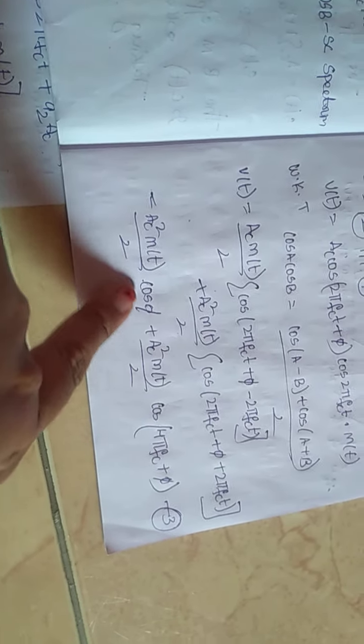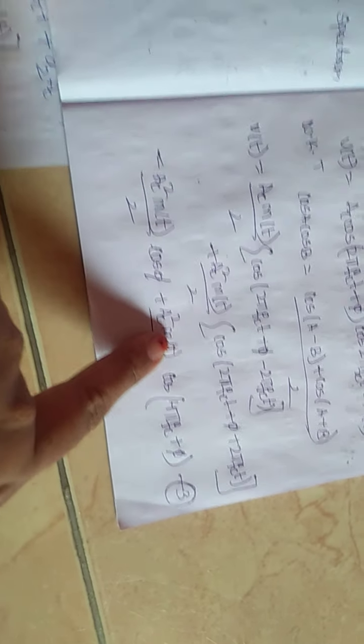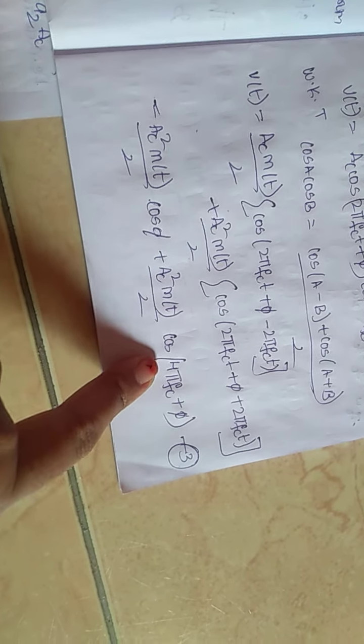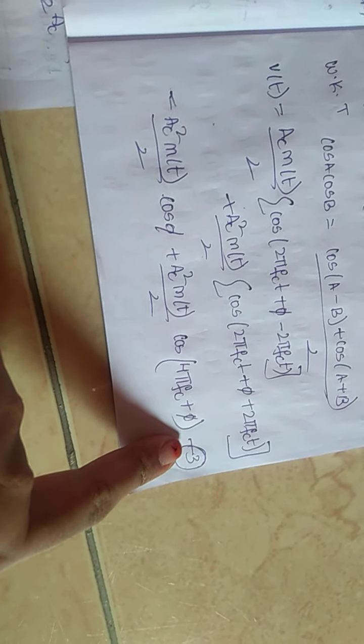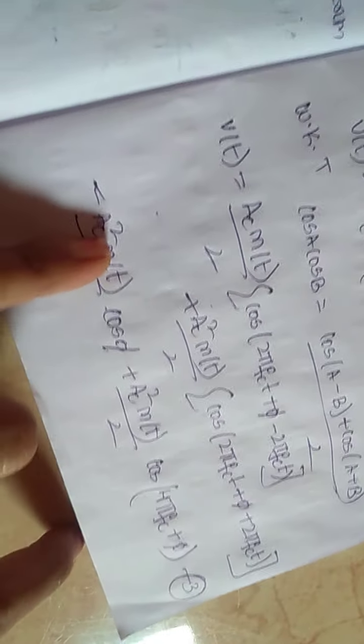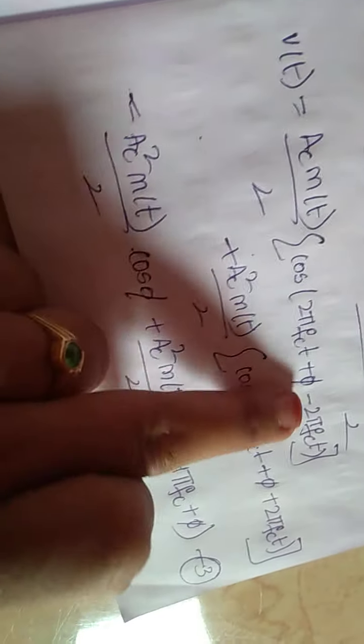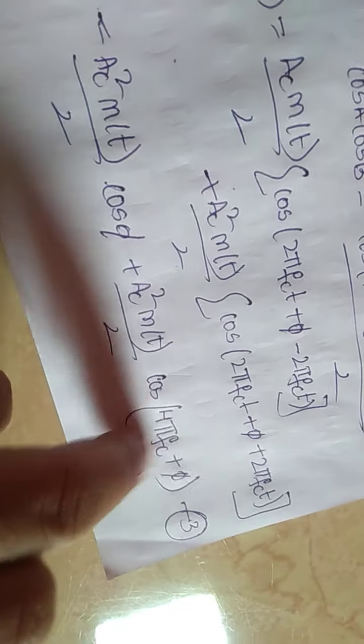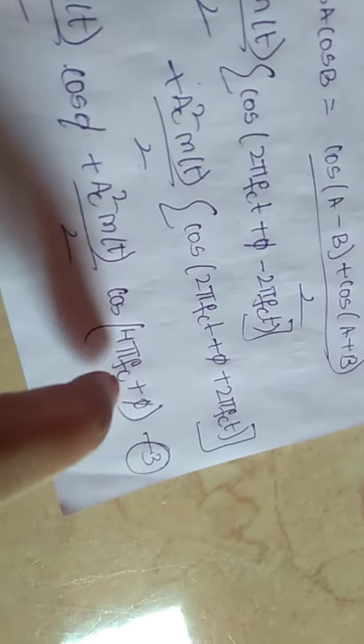Next, after this point, Ac squared m of t is equal to cos phi plus Ac squared m of t by 2 cos 4 pi fc of t. If you observe from this equation, we get Ac m of t by 2 into cos phi. Sorry, it is not squared here, it is Ac only. Ac m of t by 2 cos phi, and this is from 2 pi fc of t plus phi. So this is the third equation.